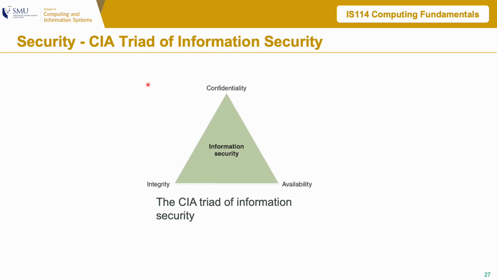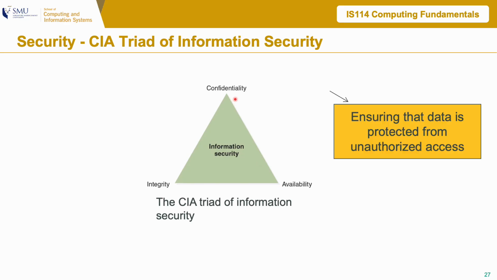When organizations design their security, they rely on a foundational framework called the CIA Triad. C stands for confidentiality, I stands for integrity, and A stands for availability. A secure system must satisfy all of these three pillars. The first pillar is confidentiality. We need to keep data private and ensure only authorized users can see it.